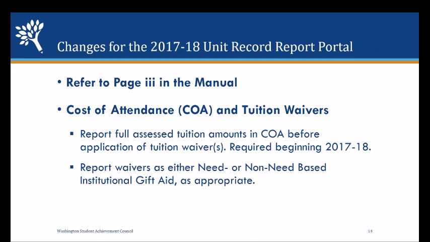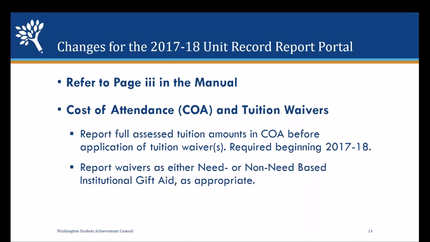For the cost of attendance, or COA, and tuition waivers, you need to report the full assessed tuition amounts in COA before the application of tuition waivers. This is required for the 2017-18 unit record. Report the waivers as either need-based or non-need-based institutional gift aid as appropriate. We really are looking for consistency with other final reporting, such as in the SEESAW.